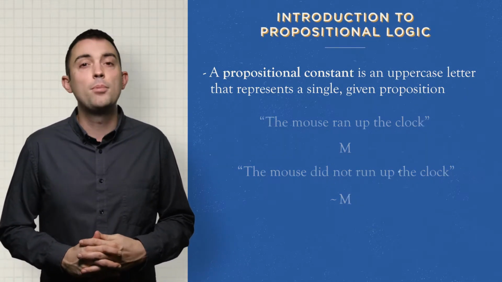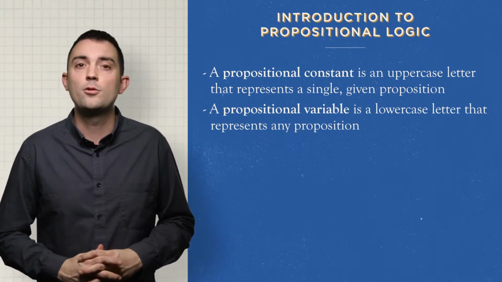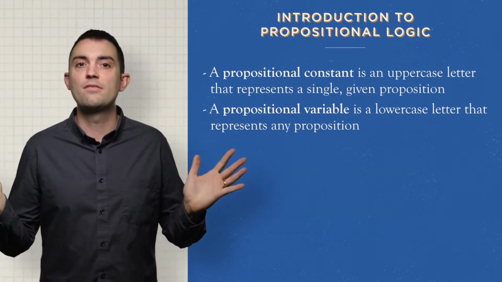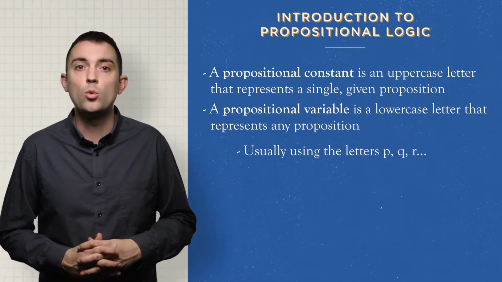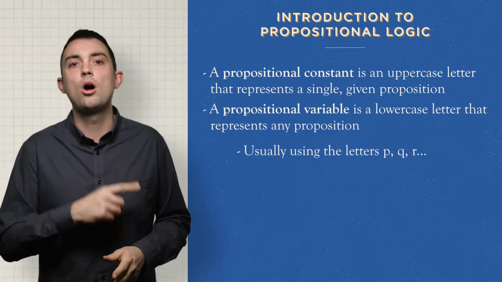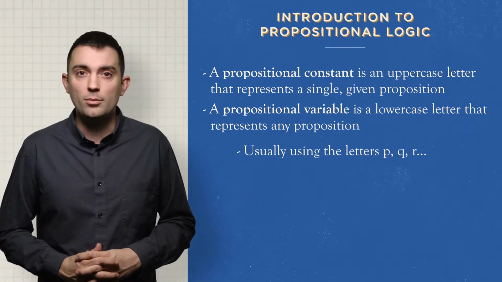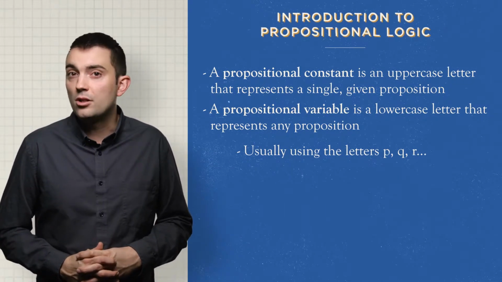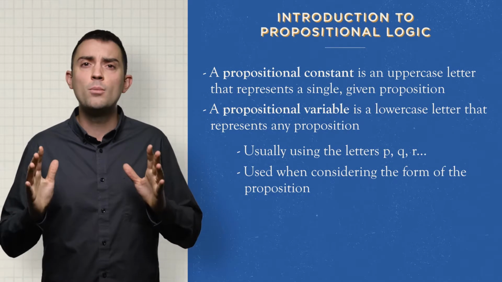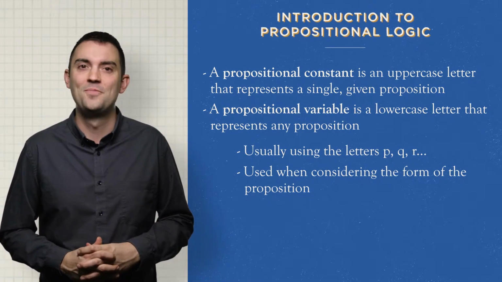On the other hand, a propositional variable, as opposed to a constant, is a lowercase letter that represents any proposition whatsoever. Usually, with propositional variables, we start with the letter P and we work our way down the alphabet: Q, R, S, and so on. Lowercase. We use propositional variables not when we're representing some known proposition, like the mouse ran up the clock, but when we're considering the form of the proposition and the form of the argument on the whole.